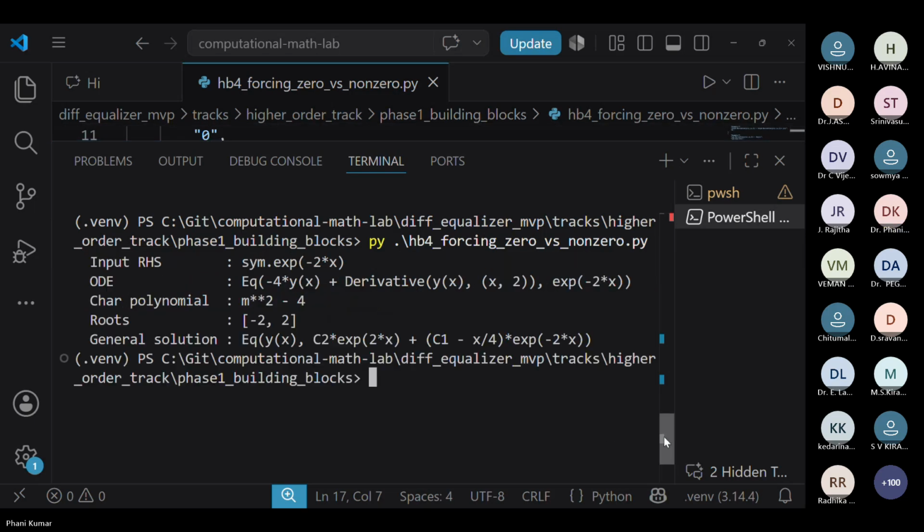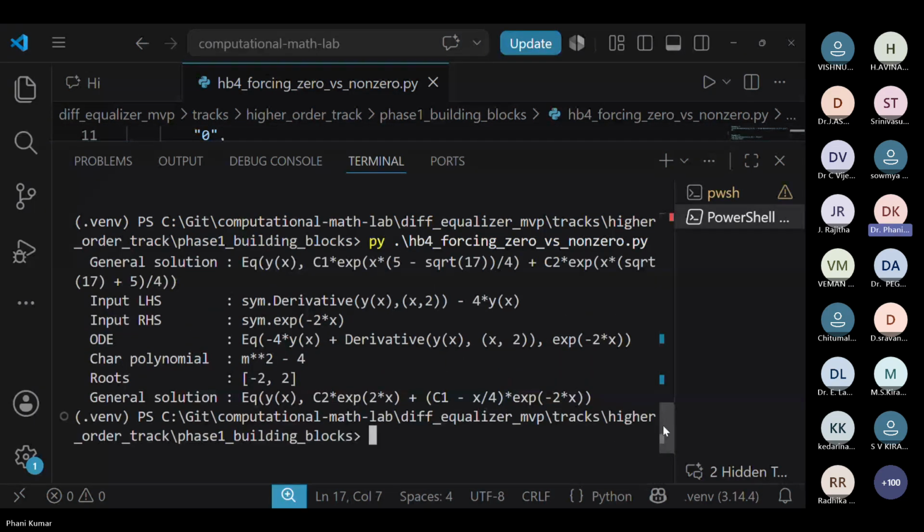Now, whatever the program, that program works for every example, right? Now see, what is the input? Input is y of x comma 2 minus 4 into y of x. What is the RHS? RHS is e power minus 2x. What is the differential equation, sir? Derivative d square y by dx square minus 4y. What is the characteristic polynomial? M square minus 4, naturally a polynomial equal to 0, sir. What are the roots? Minus 2 comma 2.